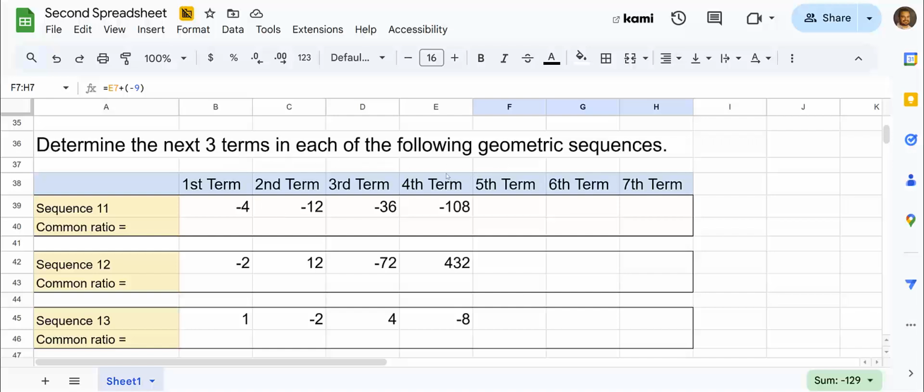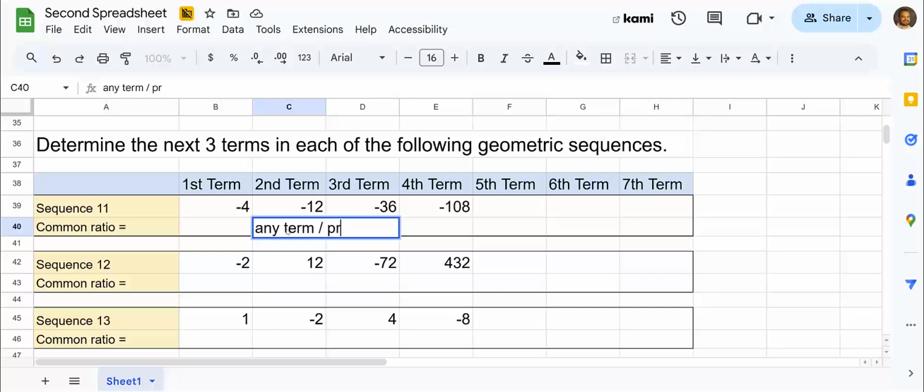Well, geometric sequence, we're multiplying every single time. So we need to figure out what we are multiplying. And some of us are like, oh, I'm not good at multiplication. Well, it doesn't matter. We can use the same idea. We can take any term, but this time we're going to find a common ratio. So any term, and then we're going to divide by the previous term.